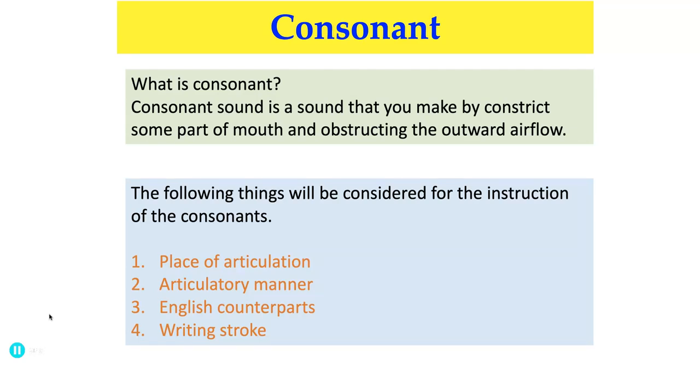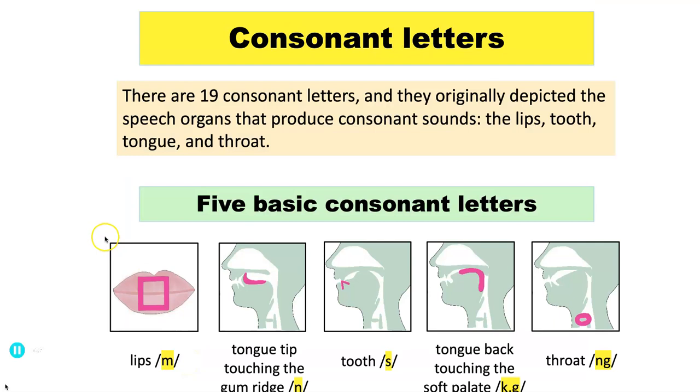Number one, place of articulation, and the articulated manner. Maybe I can also provide some English counterparts to help you understand how to pronounce each sound, or make it easier for you to memorize each sound. And also, I'm going to talk about the writing stroke.